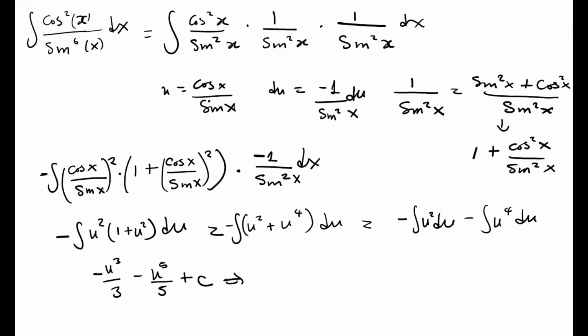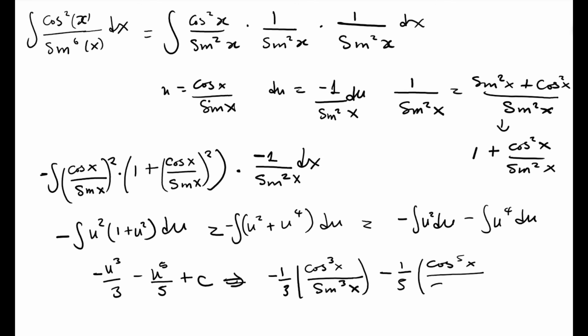Then you replace the original values. So this is negative 1 over 3 multiplied by, our u was cos x over sine x, so cos to the power 3 of x over sine to the power 3 of x, minus 1 over 5. Even here, u was to the power 5, so this will be cos to the power 5 of x over sine to the power 5 of x plus c. This is our answer.